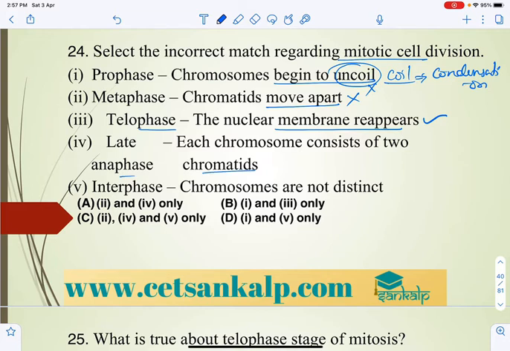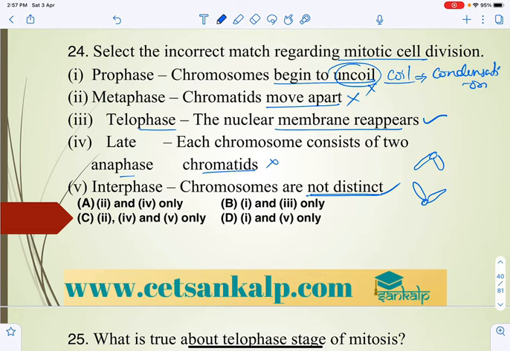And next, late anaphase, each chromosome consists of 2 chromatids. In the late anaphase, each chromosome generally consists of 1 chromatid. So that is wrong. Interphase, the chromosomes are not distinct. Yes, that is also correct.